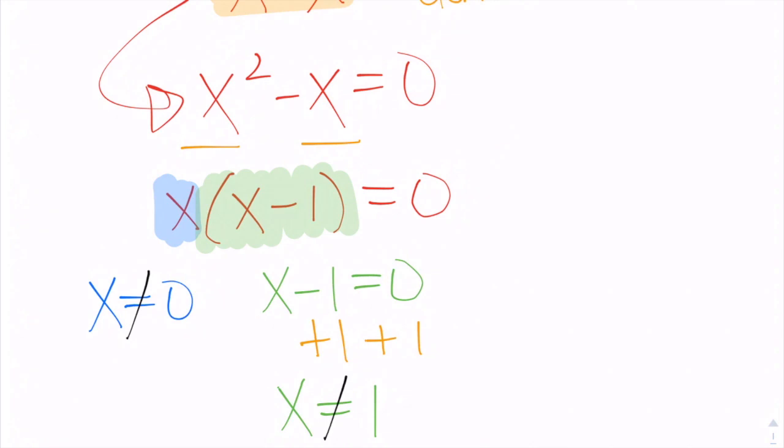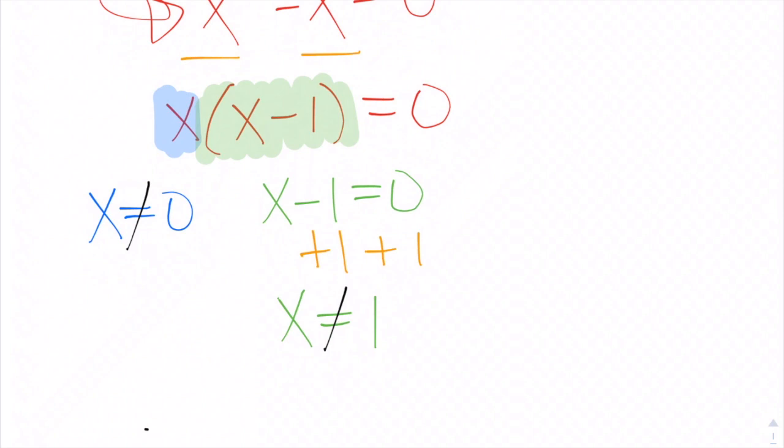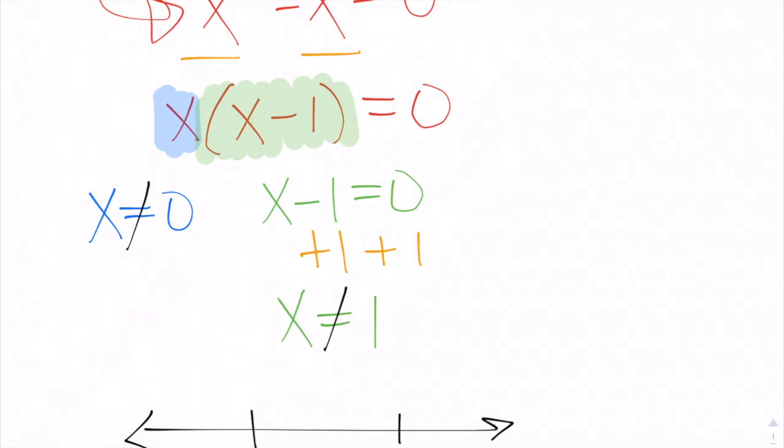So now what we're going to do is create a number line. And we need to check and see what parts of our number line work for our domain. So we're going to put a mark for 0 and a mark for 1. And then we're going to pick a point less than 0, between 0 and 1, and greater than 1. So I'm going to say negative 1, 1/2, and 2.